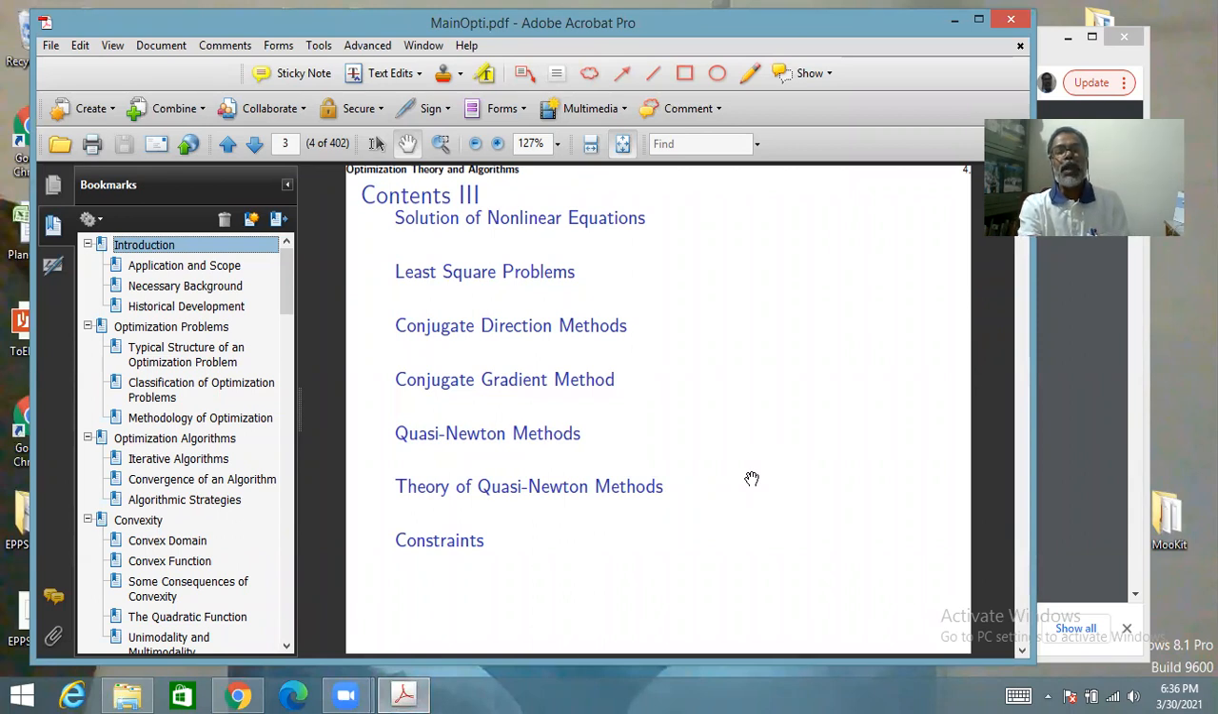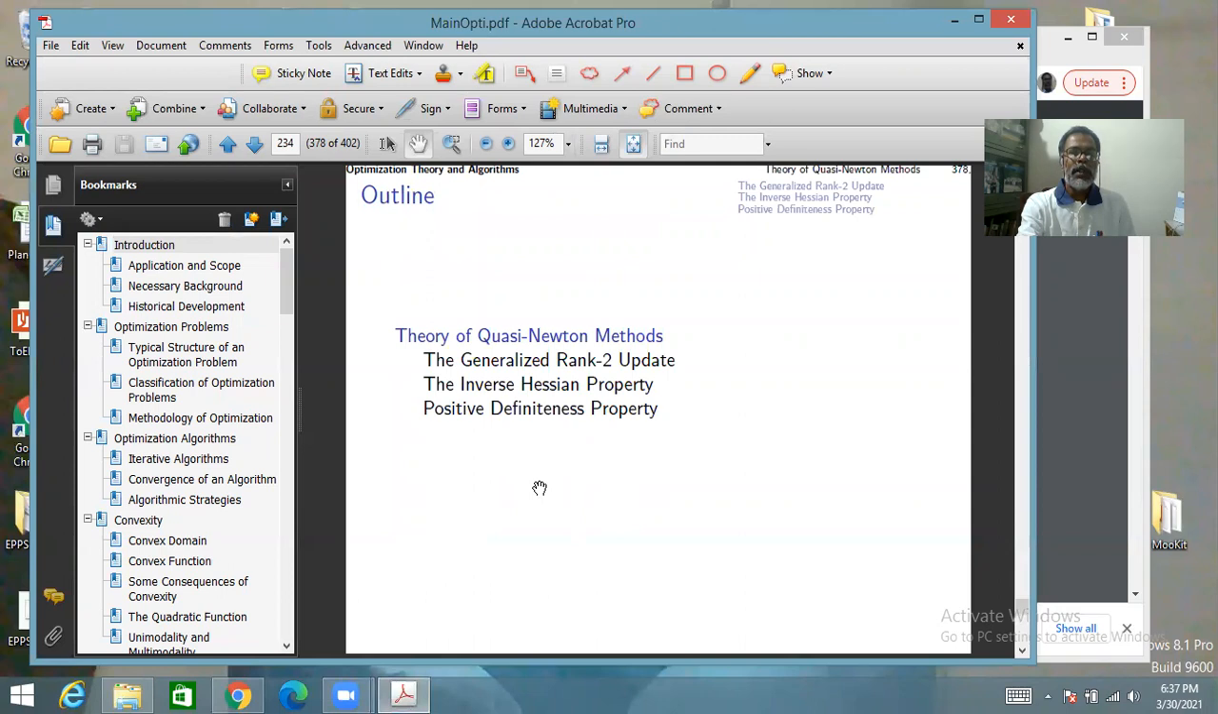Well, so in the last lecture, we studied Quasi-Newton methods, and I ended that lecture with a promise that the deep theory in which the great properties of Quasi-Newton methods are established, we will discuss some of that in this lecture. So in this lecture, we talk about the theory of Quasi-Newton methods.